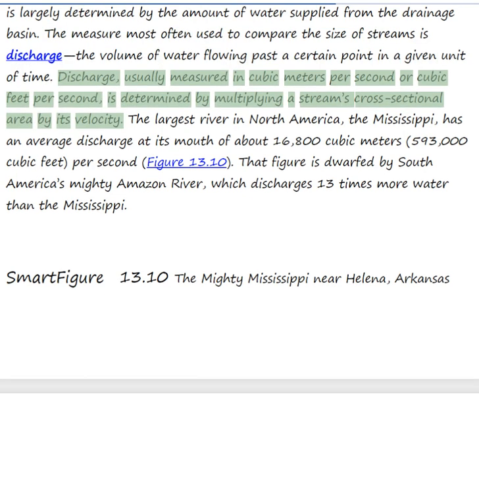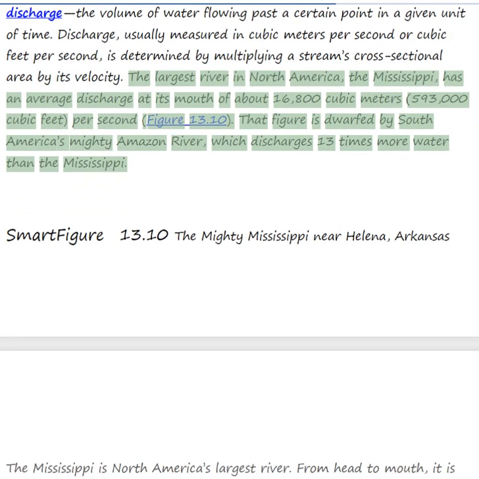Discharge, usually measured in cubic meters per second or cubic feet per second, is determined by multiplying a stream's cross-sectional area by its velocity. The largest river in North America, the Mississippi, has an average discharge at its mouth of about 16,800 cubic meters per second. That figure is dwarfed by South America's mighty Amazon River, which discharges 13 times more water than the Mississippi.